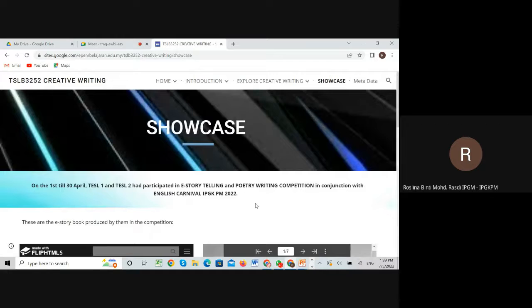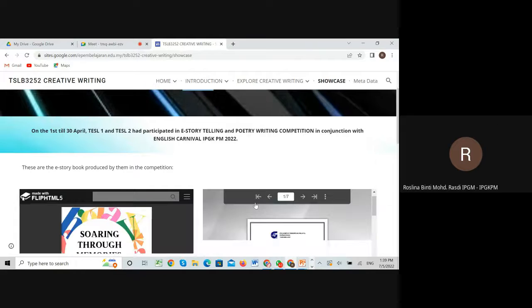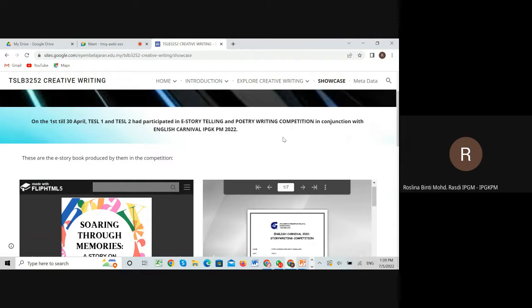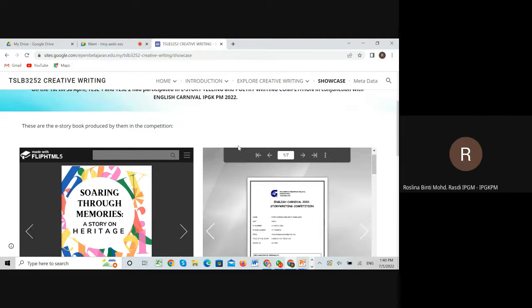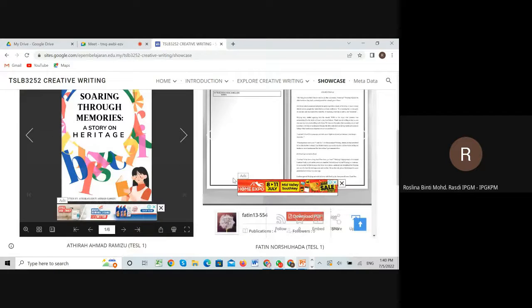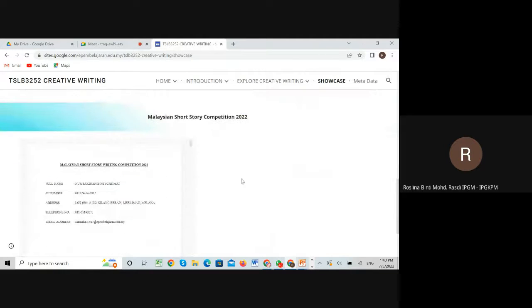This is the showcase that they have done. The students had participated in e-storytelling and poetry writing competition in conjunction with English Carnival IPG KPM 2022 and Malaysian Short Story Competition 2022.